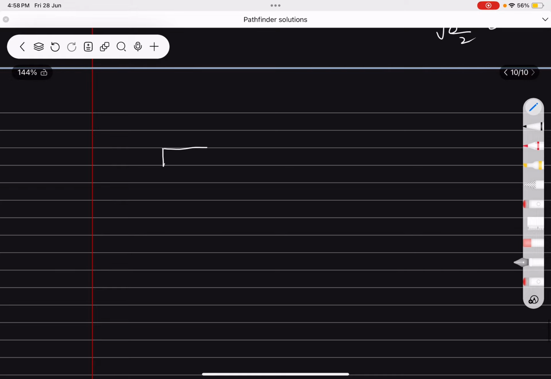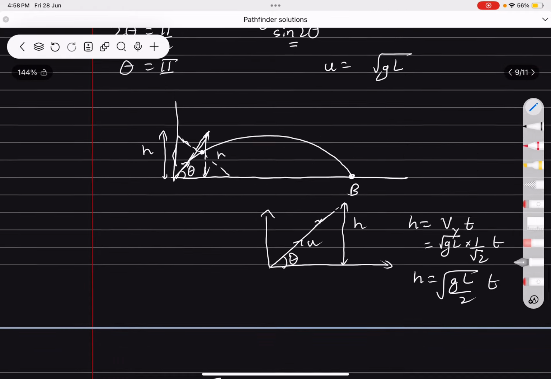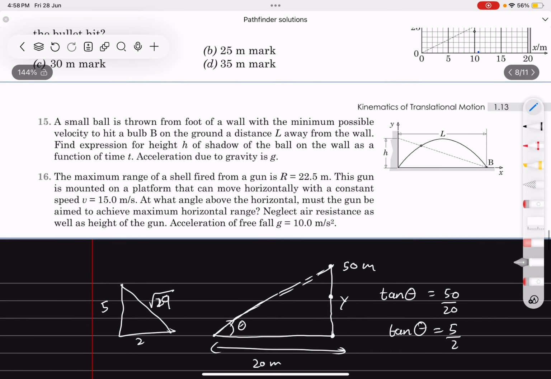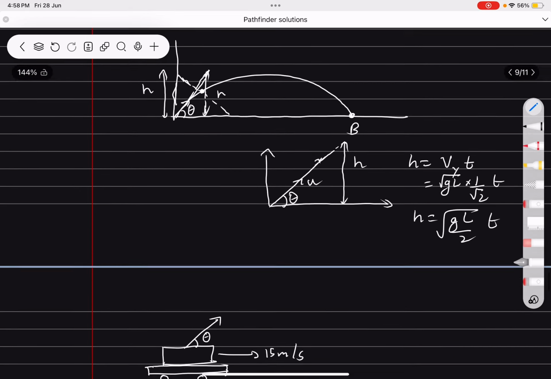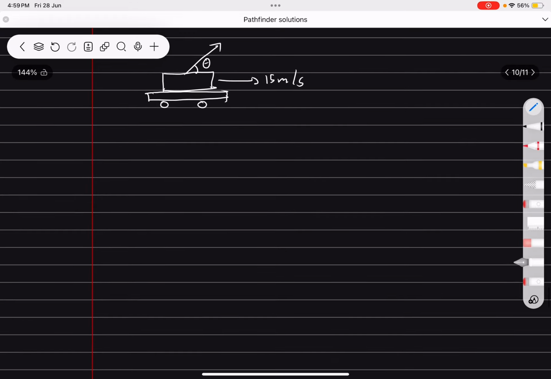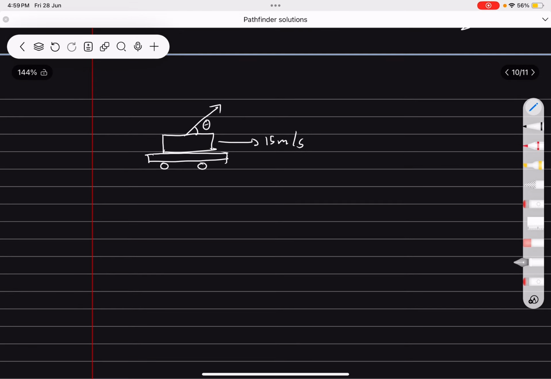There is a gun like this, and we are firing at angle theta, and it is mounted on a platform which is moving at 15 meters per second. Right? That's what they said in the question. But initially the gun is fired such that the range of the shell is maximum. When can the range of shell be maximum? When theta equal to 45 degree.